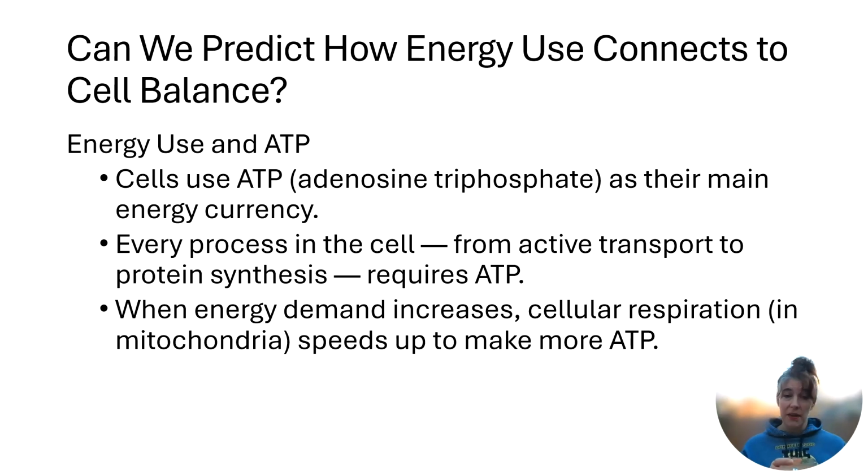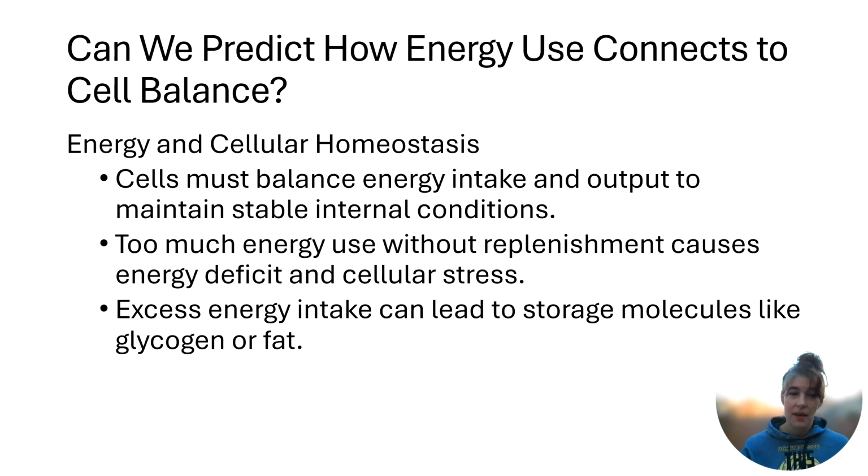Cells use ATP as their main energy currency. Every process in the cell, from active transport to protein synthesis, requires ATP. When energy demand increases, cellular respiration and mitochondria speed up to make more ATP. Cells must balance energy intake and output to maintain stable internal conditions. Too much energy use without replenishment would cause energy deficit and cellular stress.